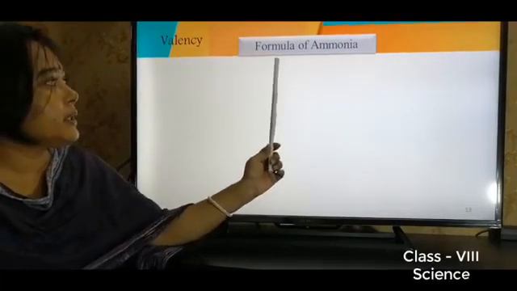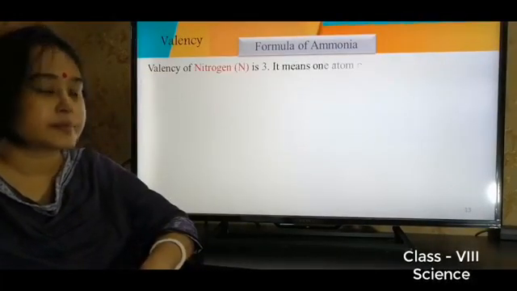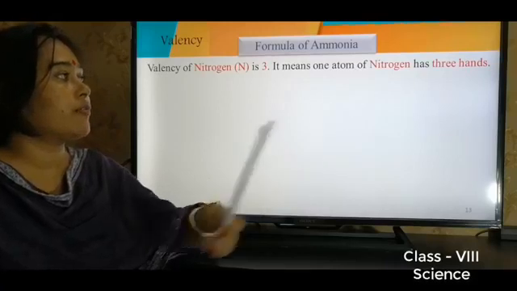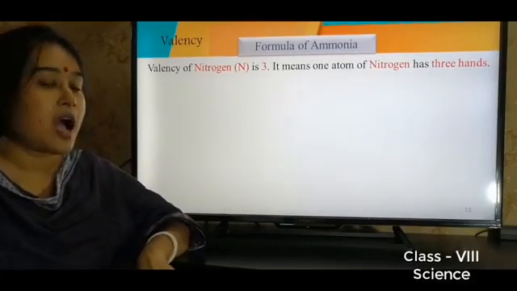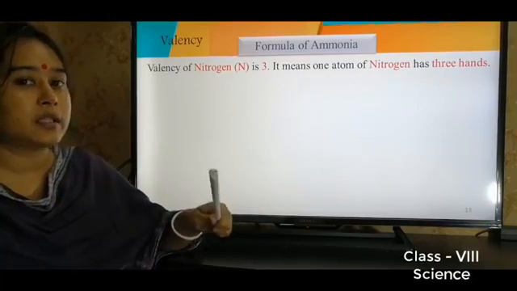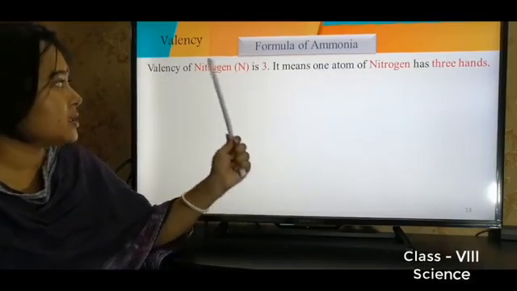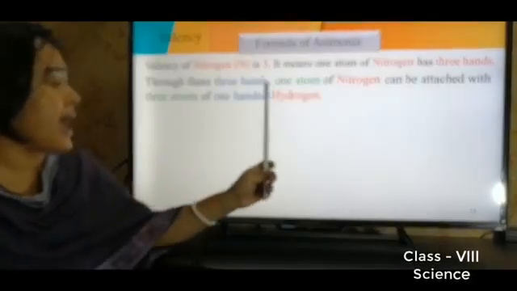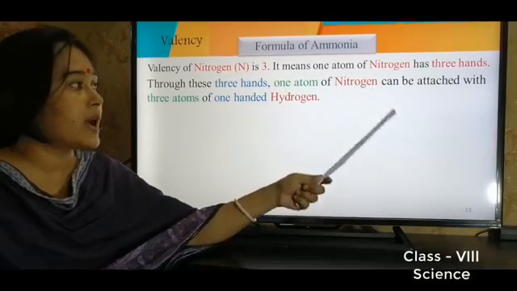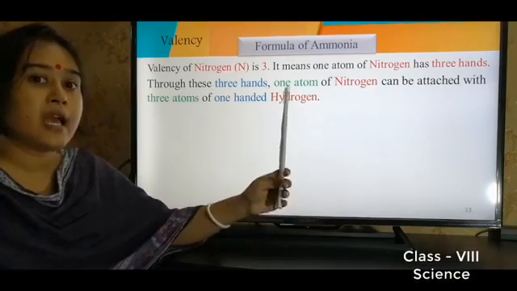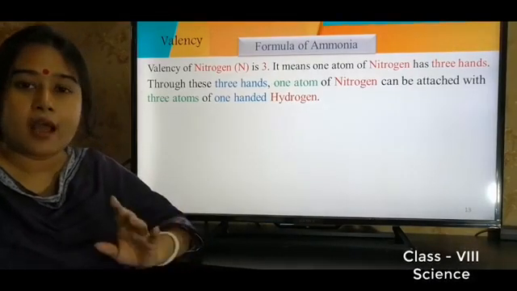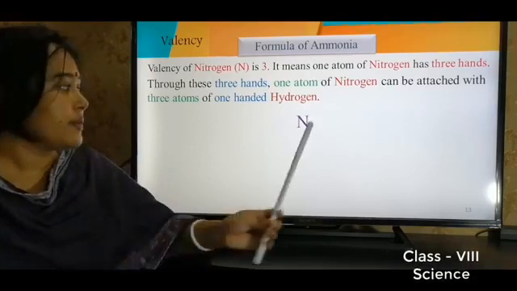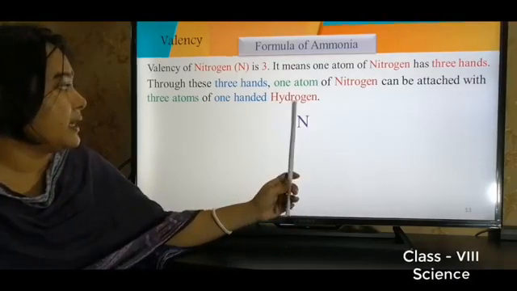Another example is the formula of ammonia. The valency of nitrogen is 3. It means one atom of nitrogen has 3 hands. Why are we considering that nitrogen has 3 hands? Because the valency of nitrogen is 3. Through these 3 hands, one atom of nitrogen can be attached to 3 atoms of one-handed hydrogen. We know the hydrogen valency is 1, so we consider the valency of hydrogen as one hand.